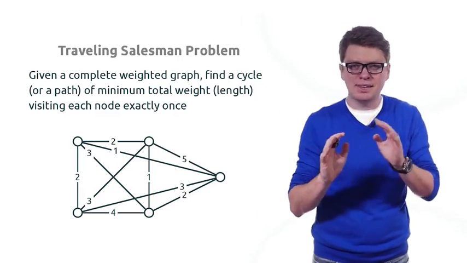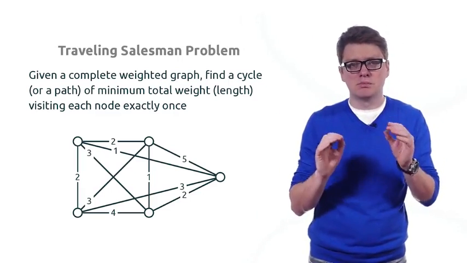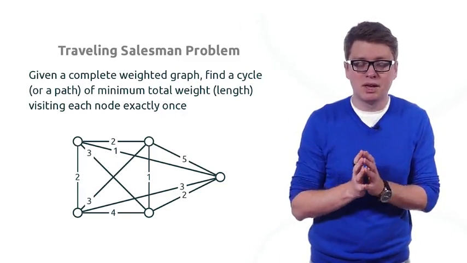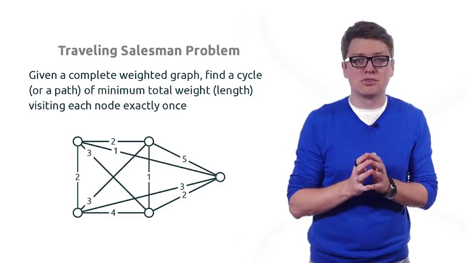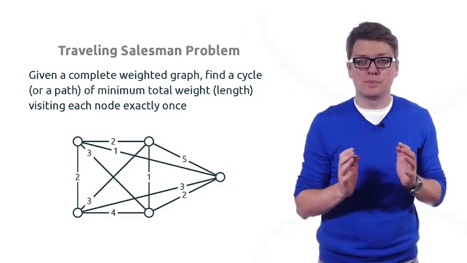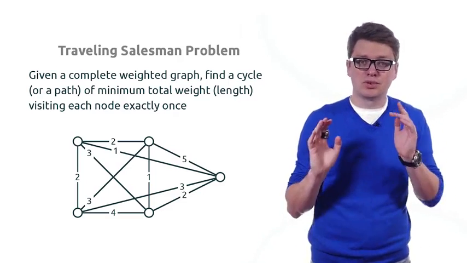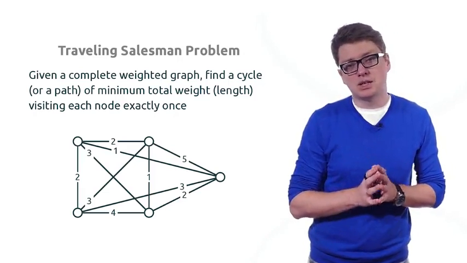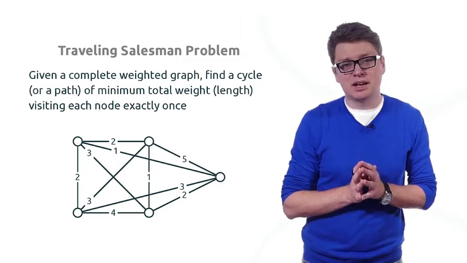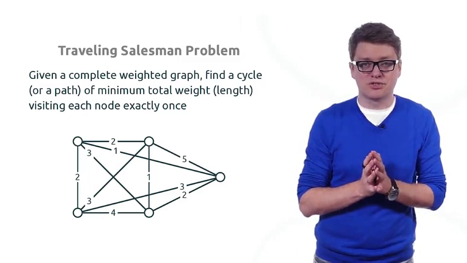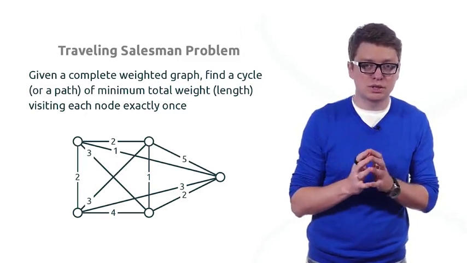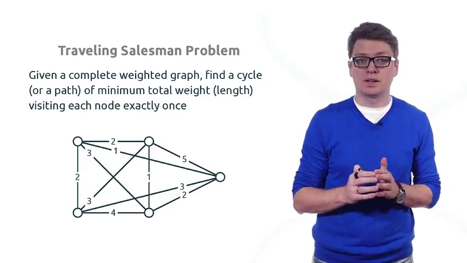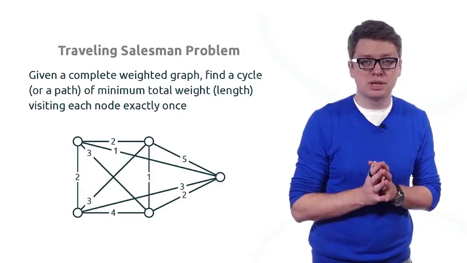Now let's focus on this small example. In this case, we have a complete undirected weighted graph on 5 nodes, and we're looking for a cycle that visits every node exactly once. If you try to find such a cycle in this graph manually, you will notice quickly that even for this small example, it is not so easy. So let's consider a few such cycles.